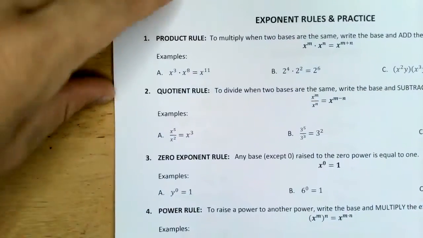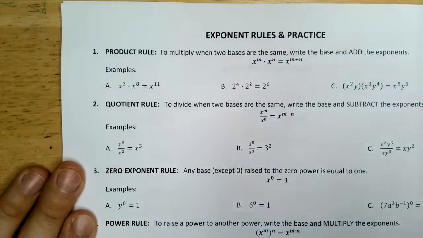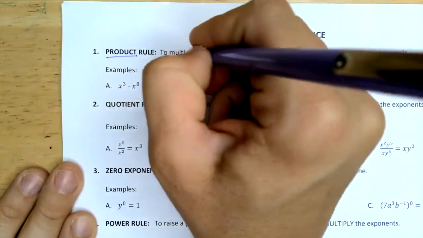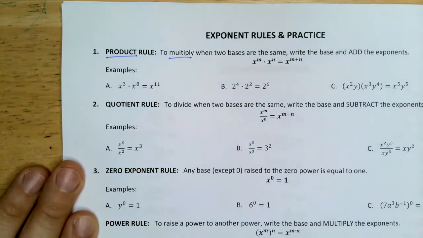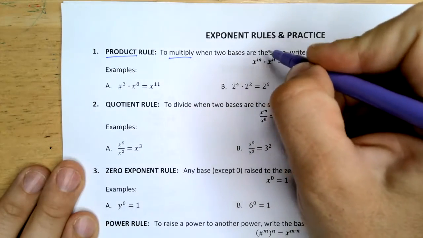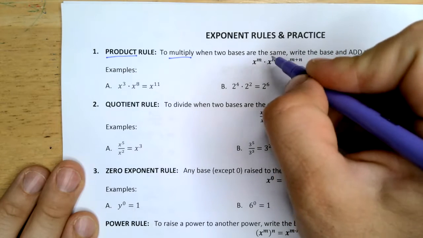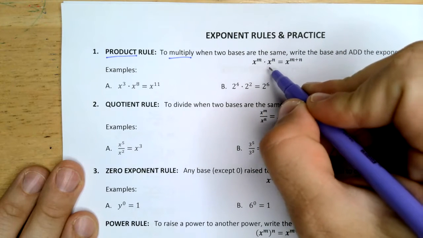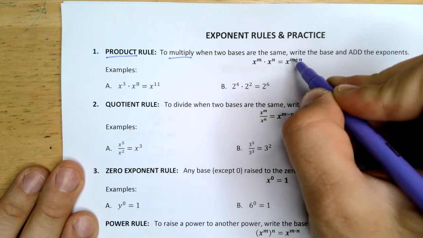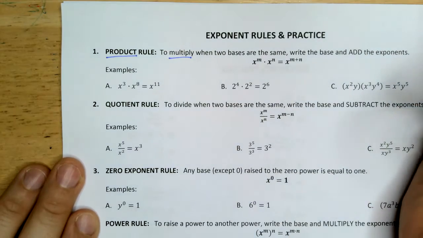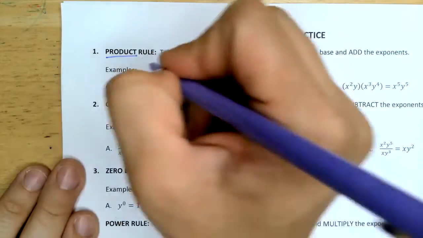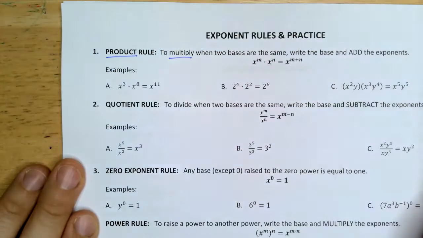So the first rule is the product rule. Product just means to multiply, or the product is what happens, your result when you multiply something. Okay, so when two bases are the same, x and x, you can take the exponents and you can add them together. So x to the power of m times x to the power of n equals x to the power of m plus n. Okay, so here it says write the base, add the exponents.